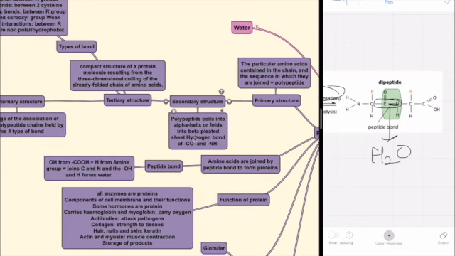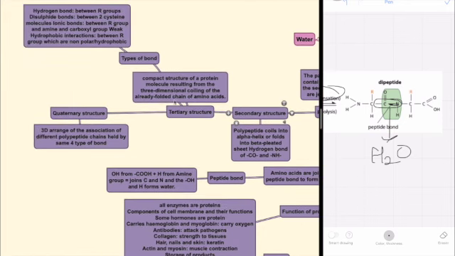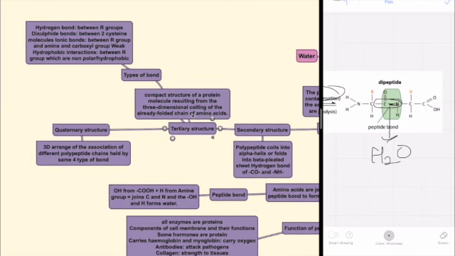So this alpha helix and beta pleated are joined together by hydrogen bond, which is the CO and NH. After forming a secondary structure, they will form a tertiary structure. Tertiary structure is a compact structure of protein molecule resulting from 3D coiling of the already folded chain. So whatever is formed in secondary structure, it's all in one long chain. However, for tertiary structure, they will become a 3D coiling.